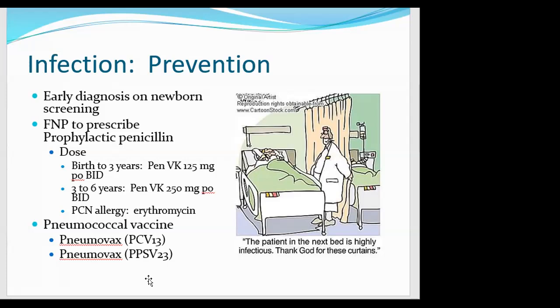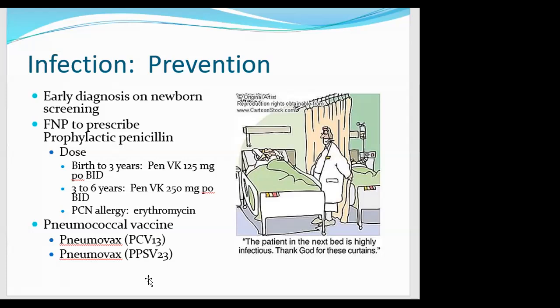So we want the Pneumovax 13 and the Pneumovax 23. We want to make sure that they get these, so follow the CDC guidelines for how and when to administer these vaccinations. But you do want to make sure that any child with sickle cell disease is taking prophylactic penicillin up until the age of 6. After the age of 6, they can stop unless they've had a history of pneumococcal sepsis or unless they've had their spleen taken out.